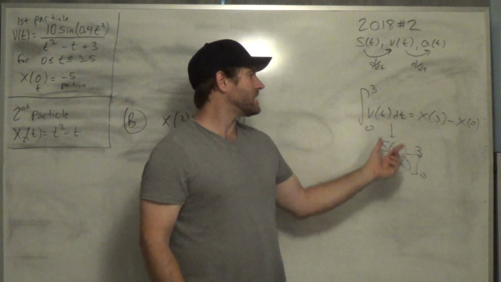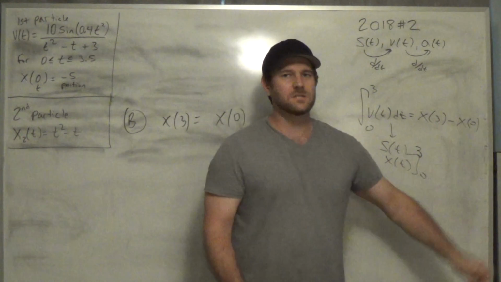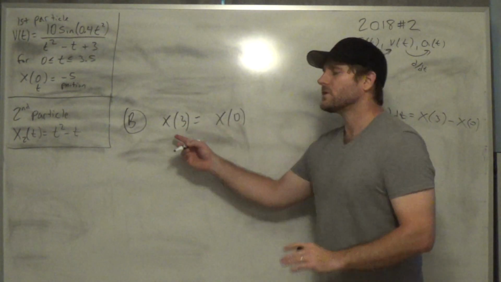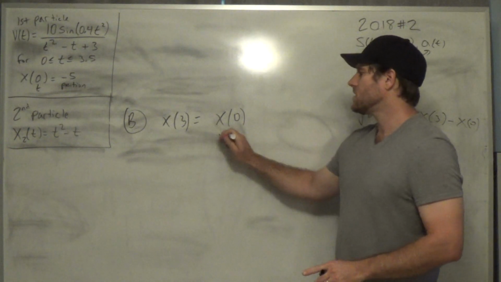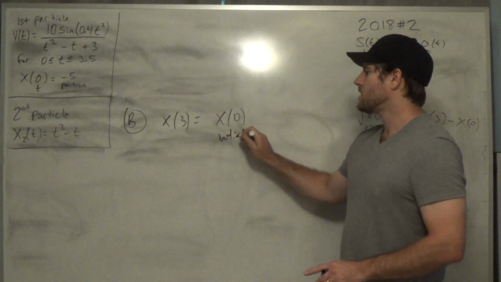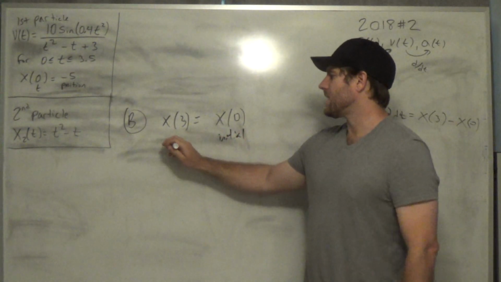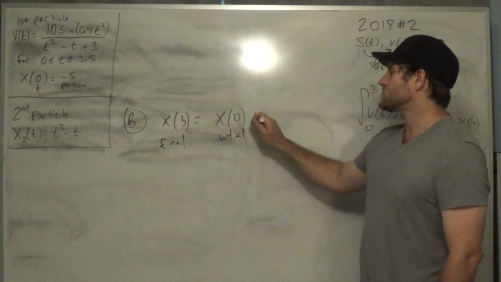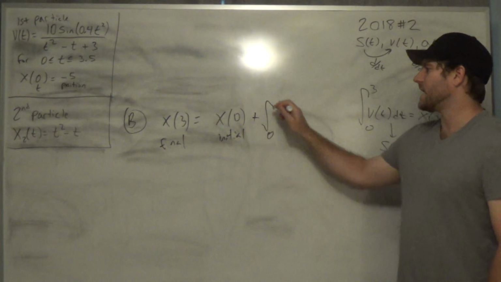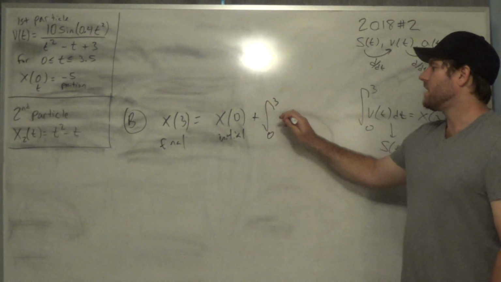So anyways, this whole idea, the area underneath velocity gives you net change in position, is what we utilize when we look at things and we say, all right, which one comes first? 0 or 3? 0 comes first. So this is the initial. We're trying to find what's going on at time 3, so this is the final. And again, final is equal to the initial plus the net change. So we need the area from 0 to 3 underneath velocity.